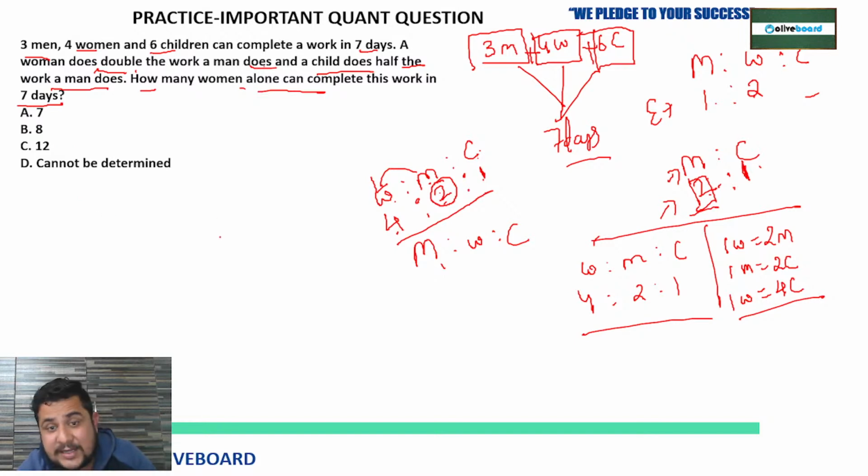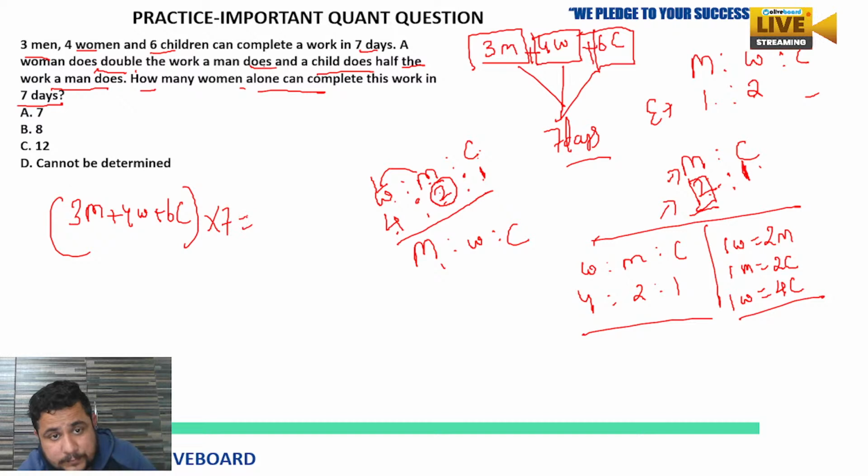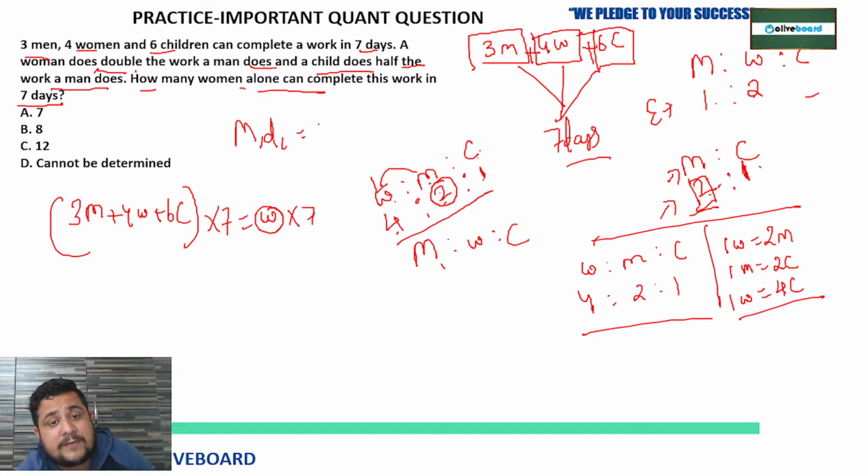In 7 days. So now we will use the M1D1 concept. What was given? 3 men plus 4 women plus 6 children can complete a work in 7 days. Then how many women are they asking? We will put how many women are needed here, which we don't know. How many women will complete the same task in 7 days? Means we are using the M1D1 equal to M2D2 concept from time and work, right?